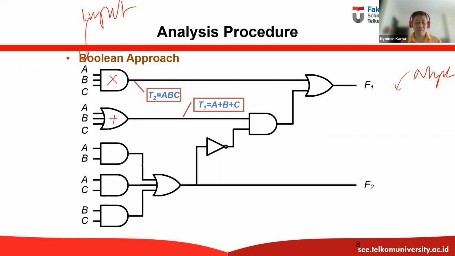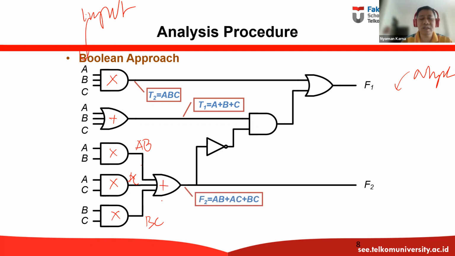Okay, now let's continue with the next gates, which are the AND gates. In this case we have AB, in this case AC, and this one is BC. So the output of the OR gate, because an OR gate is addition, will become AB plus AC plus BC.